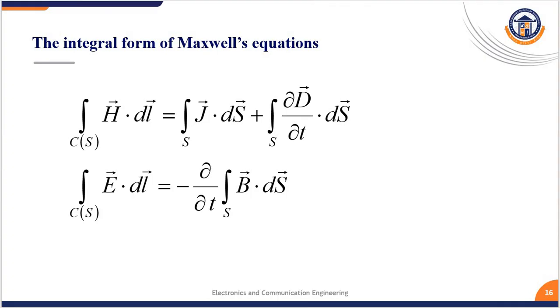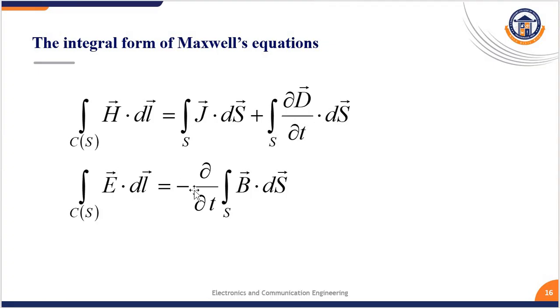The integral form of Maxwell equation. So the integral of H vector dot dl vector equals the surface integral of J vector dot dS plus the surface integral of dou D vector by dou t dot dS vector. This is the conduction current density and the displacement current.